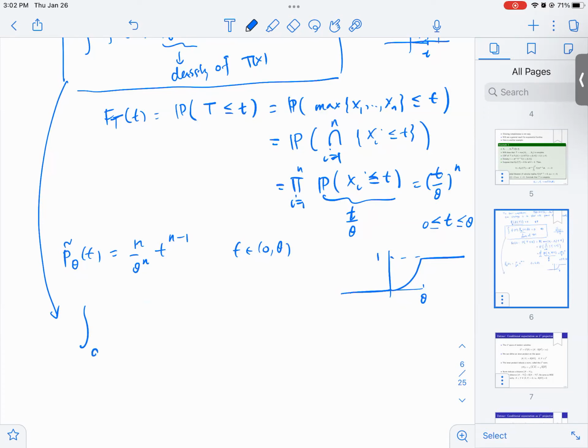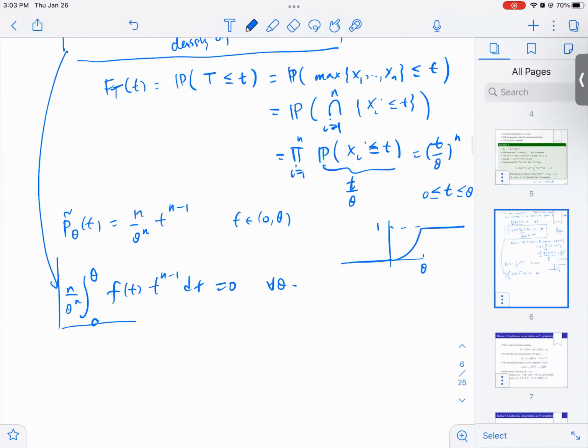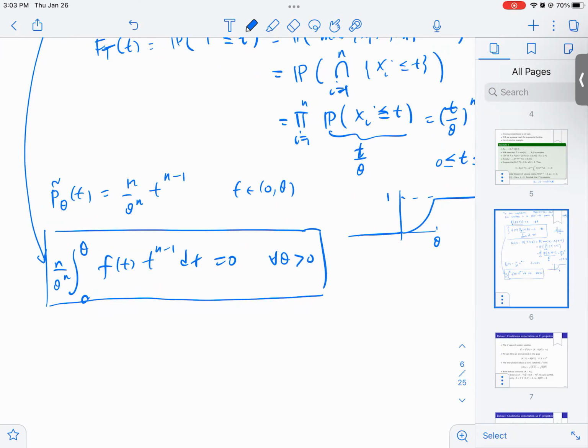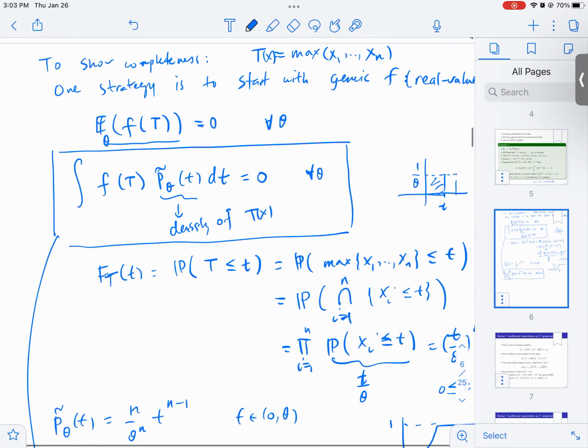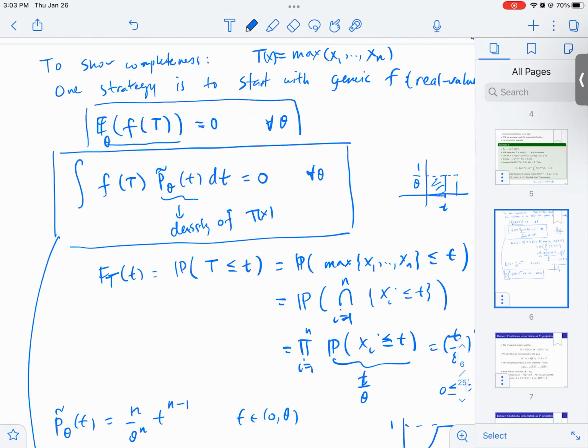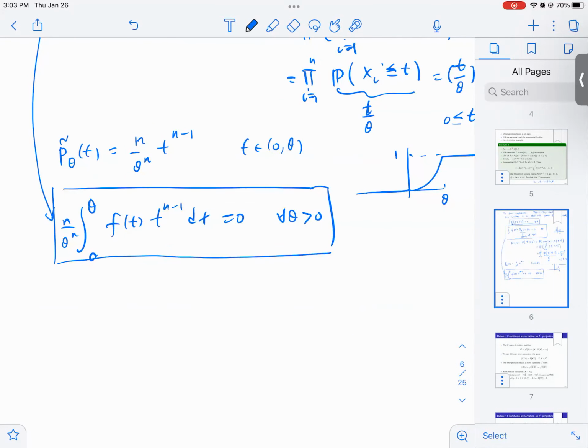Then I'm going to plug it in here. So I get the integral from 0 to theta, n over theta^n comes out, f(t) t^(n-1) dt, equals 0 for all theta. Right, that would be my integral equation. Let's say theta bigger than 0. That's our parameter space. So that's, again, this conditional statement. So I'm going to assume that this holds, then I'm going to show that f is 0. So if this holds, then this should hold.